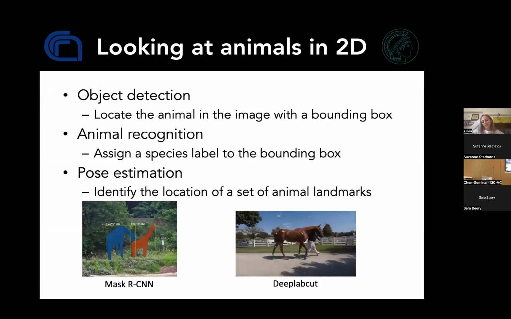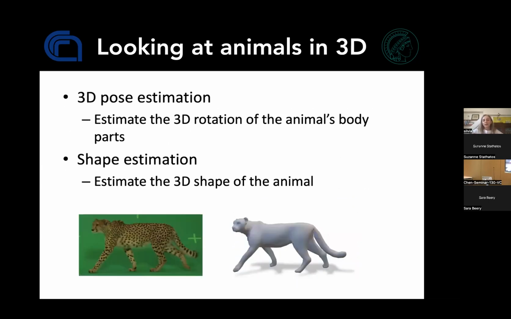And here on the left, you see the output of Mask R-CNN, where you also get a segmentation of the animal. And pose estimation in 2D is the means to identify the location of a set of animal landmarks. And here you see an example from DeepLabCut. I know you're already familiar with this very cool tool.